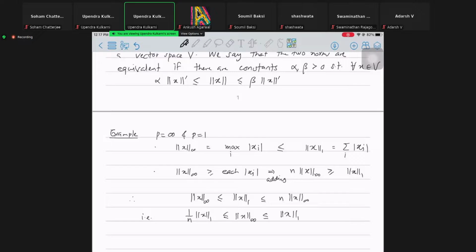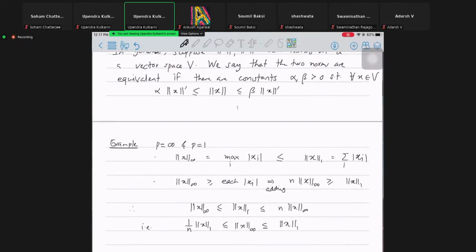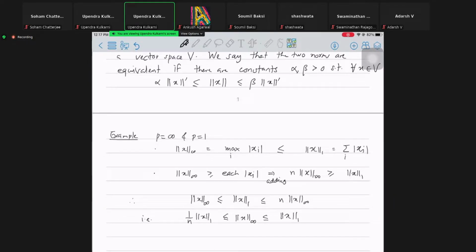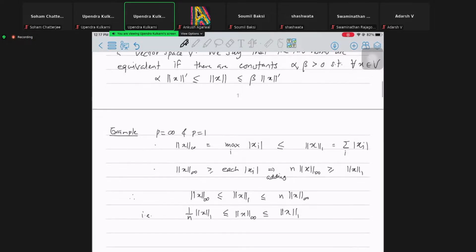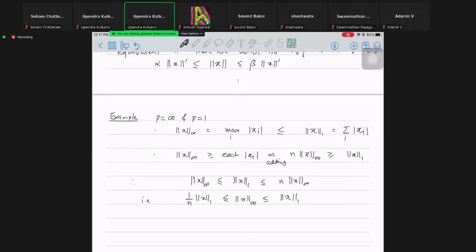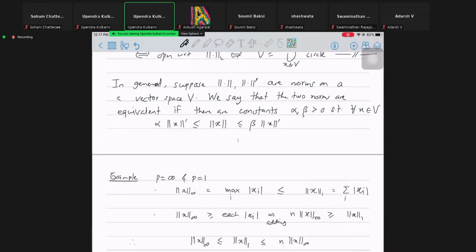All right, so example. Okay, so this is the same as saying, if I put the prime norm in between, then what do I get to do?